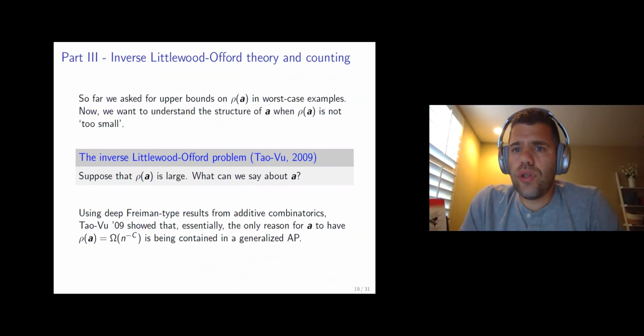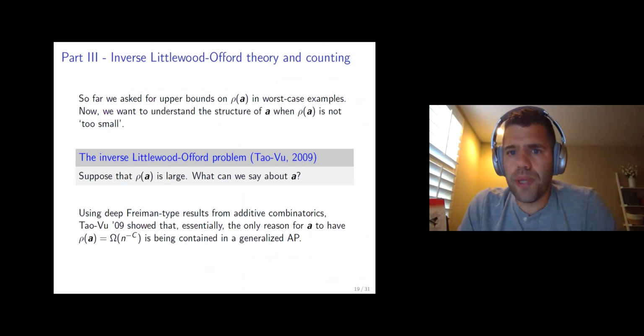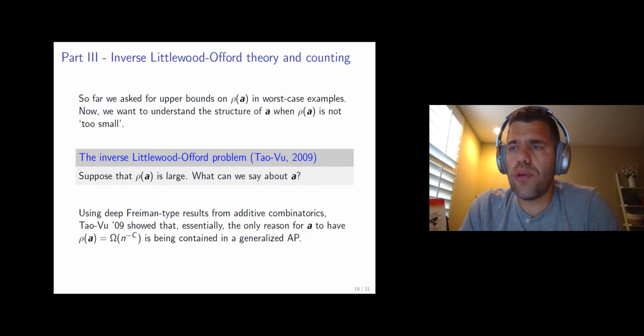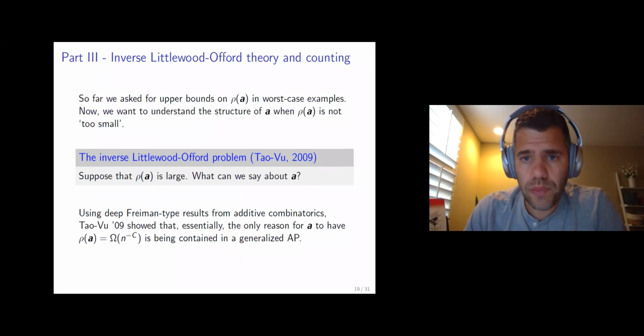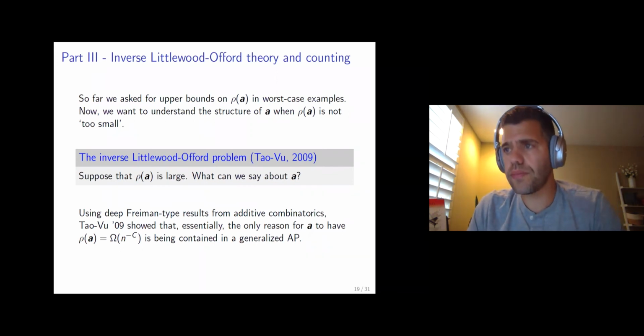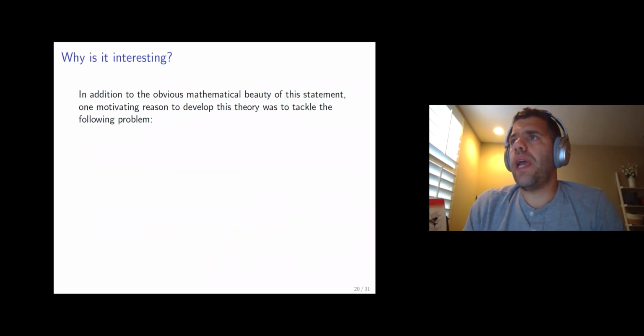And so the inverse Littlewood-Offord problem raised by Tao and Vu in 2009 was: suppose that the atom probability is large, what can we say about A? Using deep Freiman-type results from additive combinatorics, Tao and Vu showed that essentially the only reason for A to have atom probability which is at least something polynomial is that A is contained in a generalized arithmetic progression. Okay, so that's what they showed.